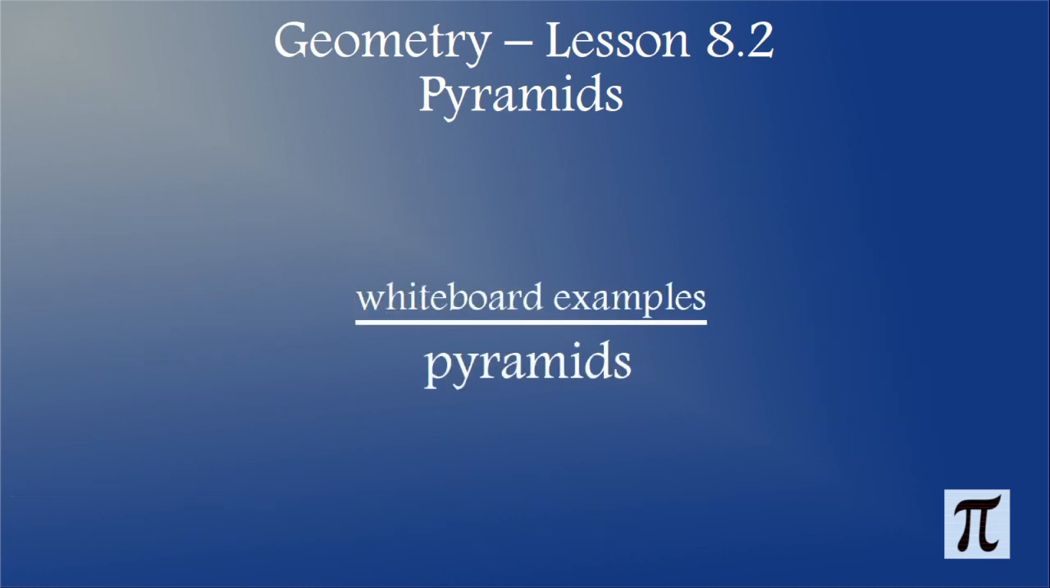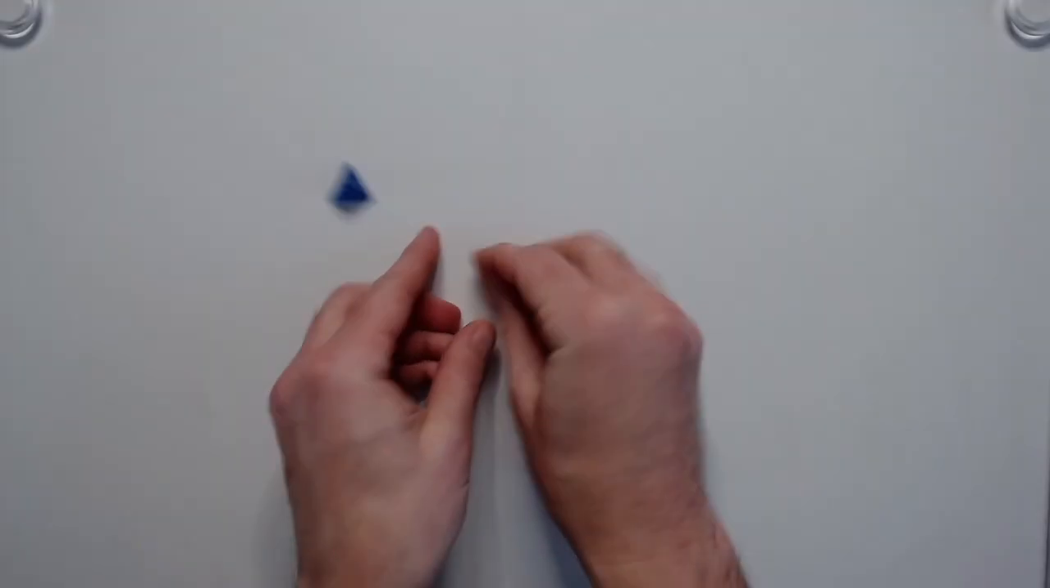Let's jump over to the whiteboard and do some examples. Ooh, look at the little pyramid. It's so tiny. I can't pick it up.